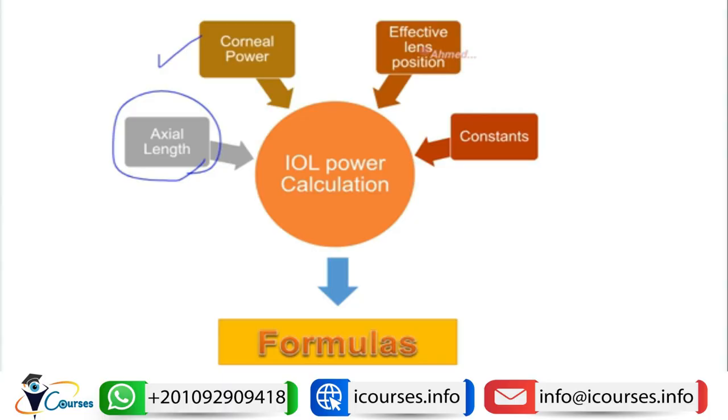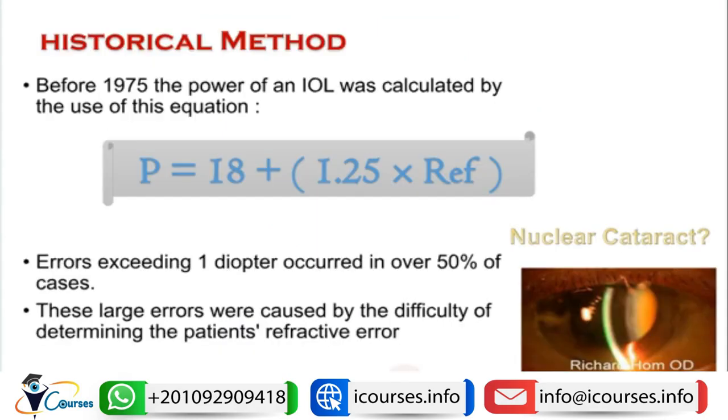By combining these factors together in formulas, this will result in what are called IOL formulas. And these IOL formulas will result in the power of the intraocular lens. So what are these formulas and what was the evolution of these formulas? Before the evolvement of the formulas, there was a historical method that was used in the start to calculate the power of the intraocular lens. So this was like the initial method.